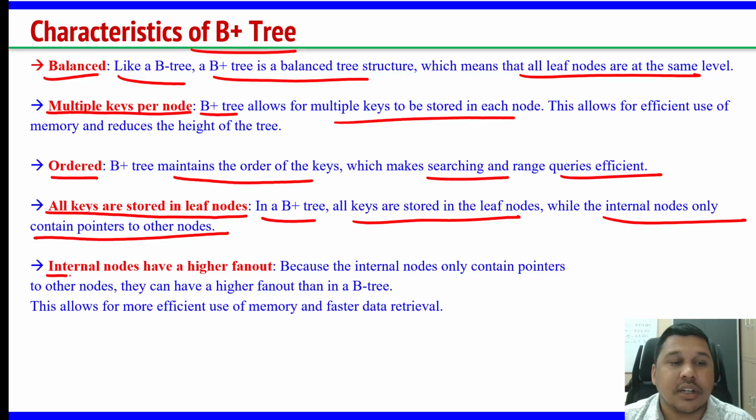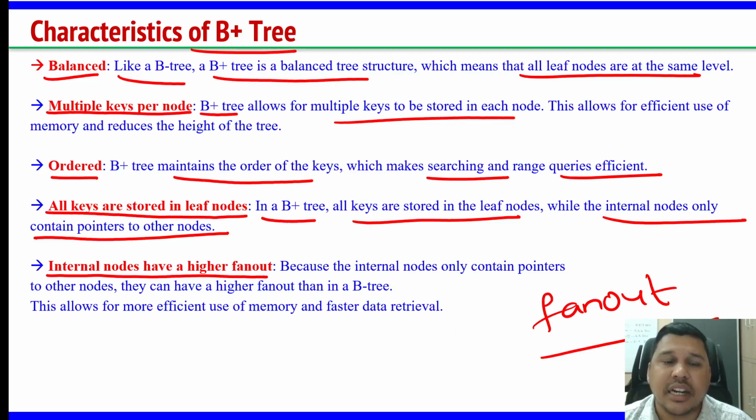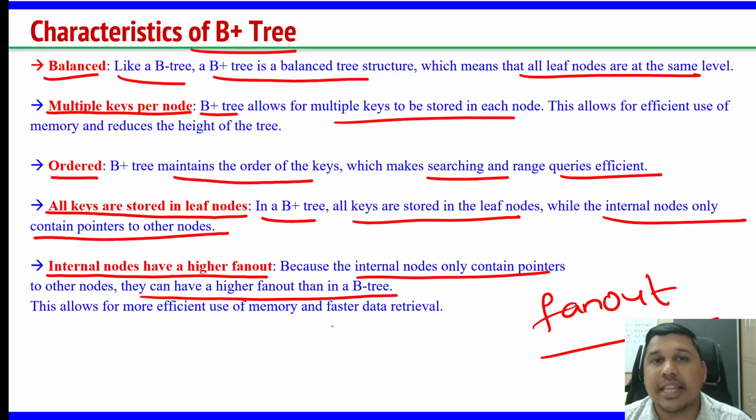Next, internal nodes have a higher fan out. Maybe I don't know whether you have studied this fan out, fan in in operating system, right? Fan out means it is something linked with the performance. The internal nodes have a higher fan out, meaning accessing the nodes is very quick and faster. Because the internal node only contains pointers to other nodes, they can have a higher fan out in a B plus tree than a B tree.